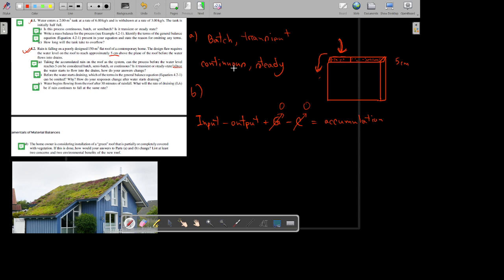Now output is also zero for the first case. In the first case, the water was trying to reach 5 centimeters. It has not reached 5 centimeters yet. I am taking the period before the water starts draining as the system. So output is zero, because no water is falling before the draining. So we are left with input equal to accumulation. That is our final equation.